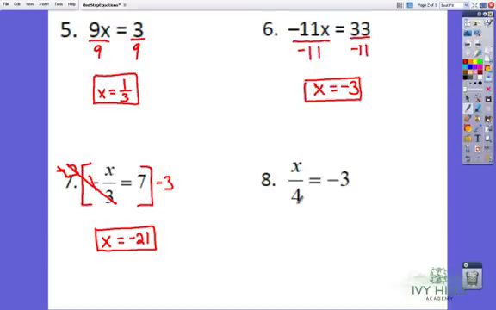For number 8, x divided by 4 equals negative 3. I'm trying to undo the divided by 4, so I will multiply both sides by 4. The 4's will cancel each other out. I'll be left with negative 3 times 4 is negative 12.